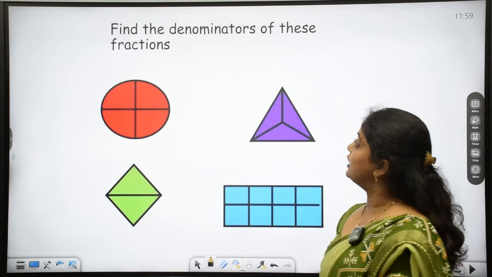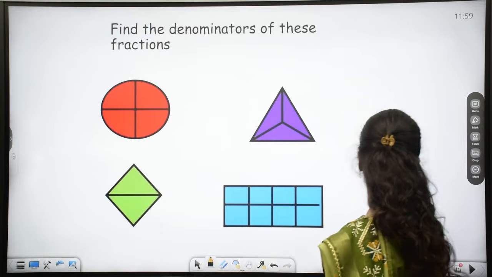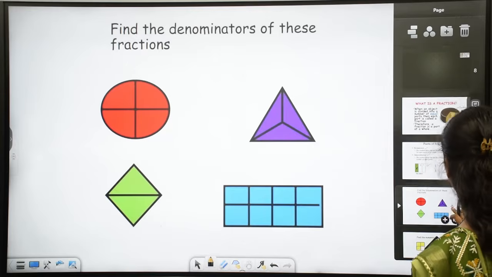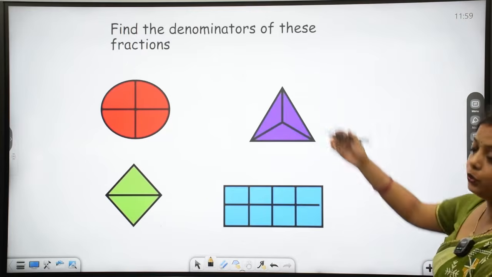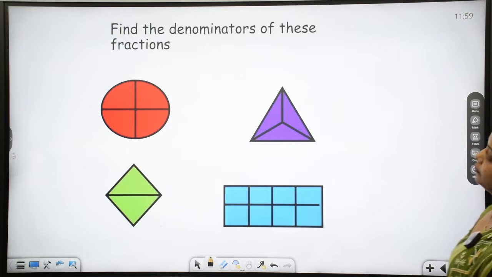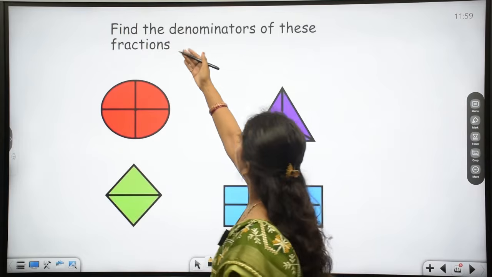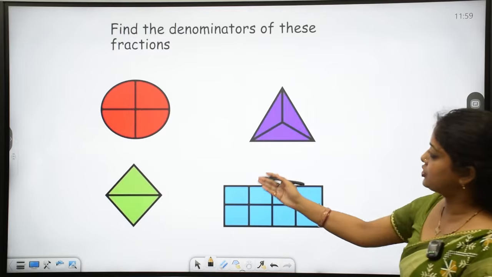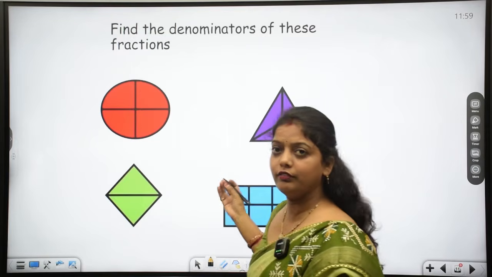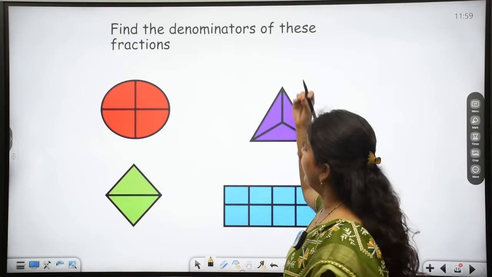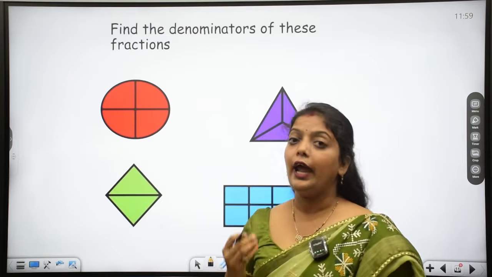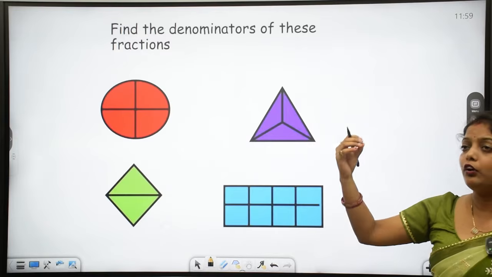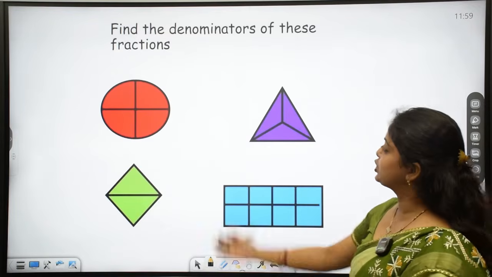Now let's take some examples. You can see some pictures are given to you. Let's read the heading. Find the denominator of these fractions. You can see 4 pictures and these pictures are divided into some equal parts. They are asking about the denominators, and we know in the denominator we write the total number of equal parts. Now let's do this.